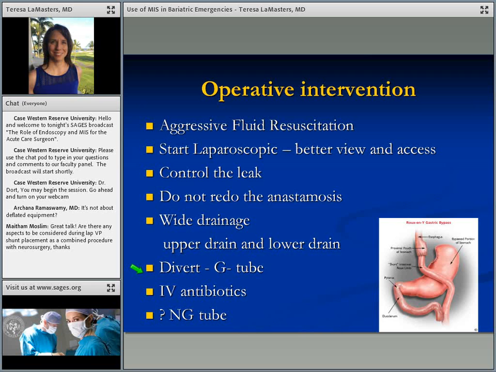I strongly, strongly recommend you use an open entry technique, or what's called a Hassan technique, because the bowel is usually dilated because they have a bowel obstruction. You don't want to use a blind entry technique. This is really key. If you learn nothing else that I say today, please learn this.